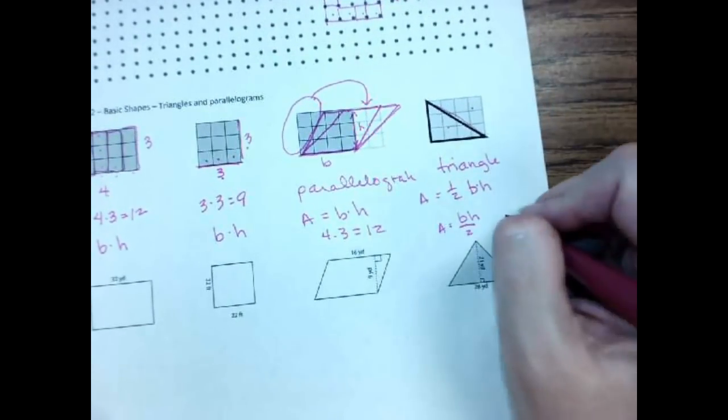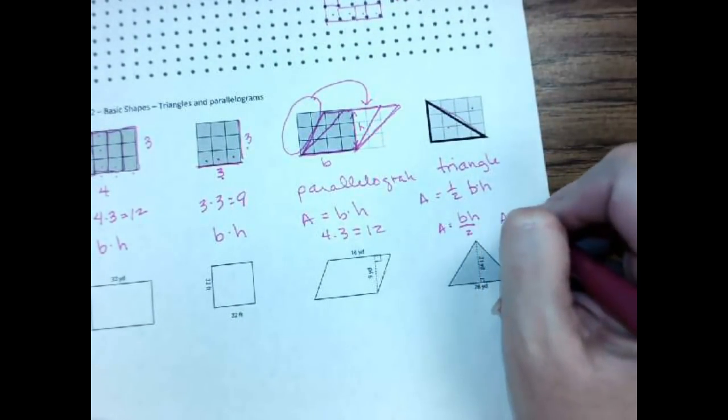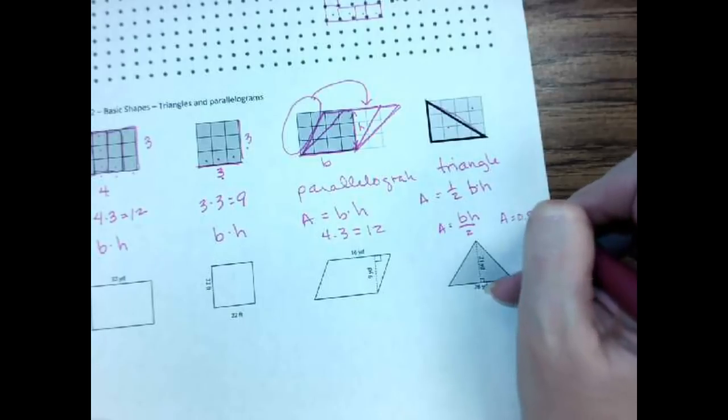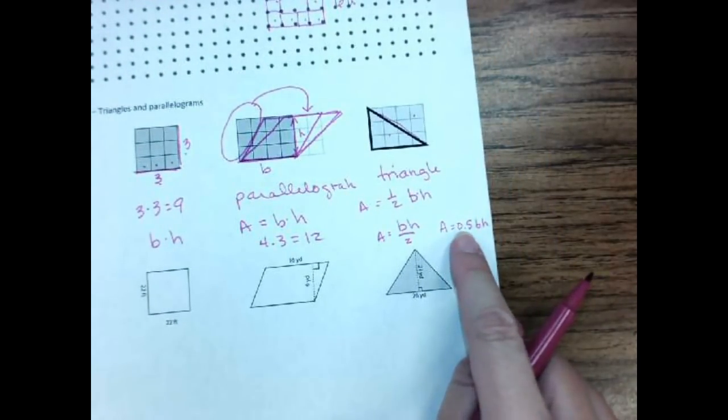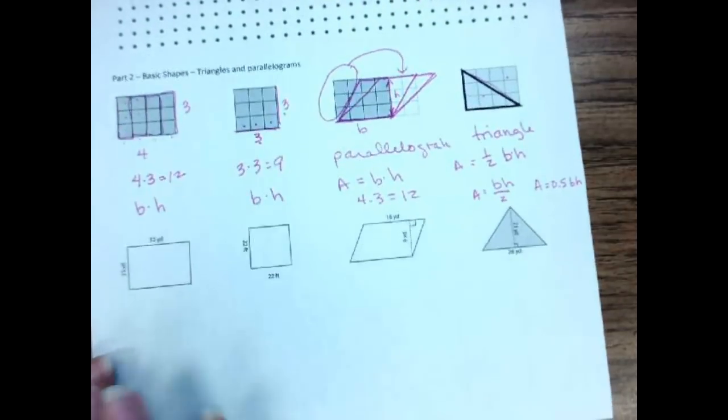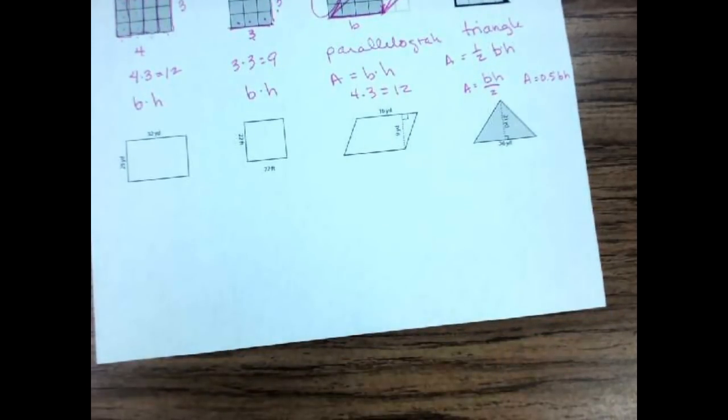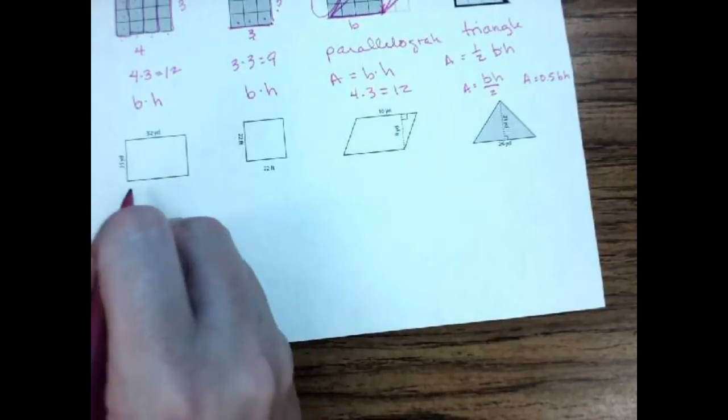You can also just do 0.5 base times height. I often think this one is easier to type in my calculator, 0.5 times this. Alright, so now let's use these formulas on some actual problems, like what you're going to really have. Base times height.